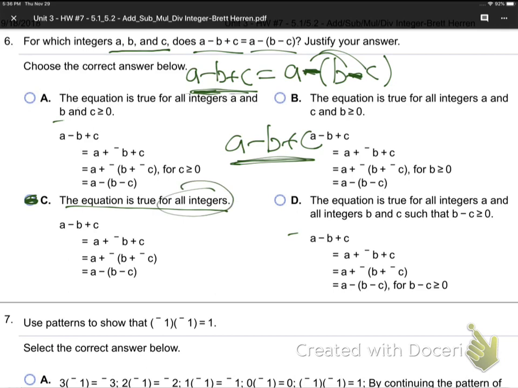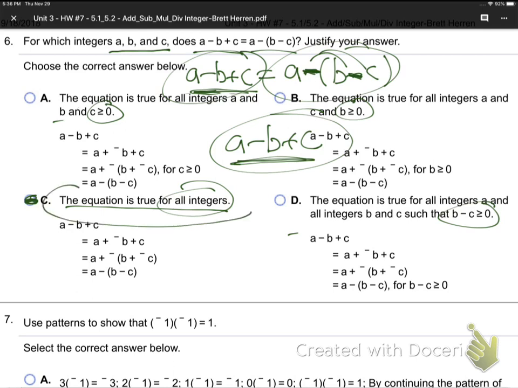See, the other ones all give conditions. Only c greater than 0, only b greater than 0, only b minus c greater than 0. No, it's true this equals this equals this for all integers, like any a, b, and c. That's true for any number. A, b, and c can be any number, and that'll be true.